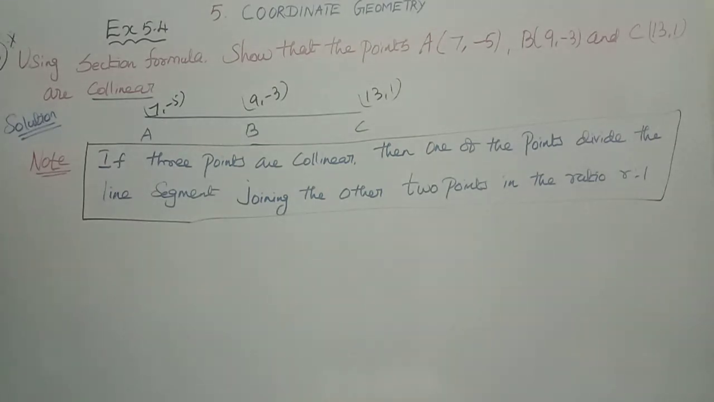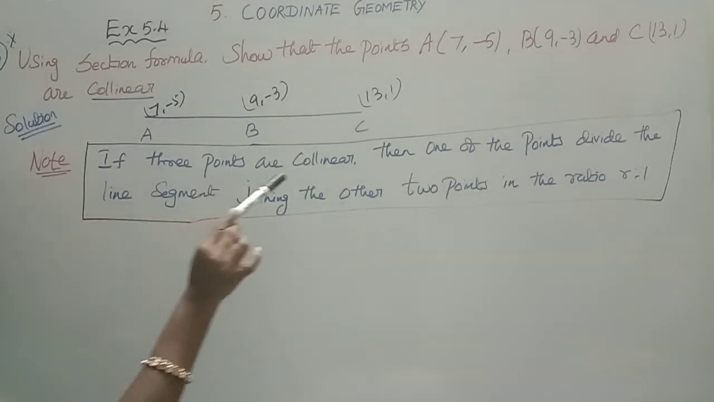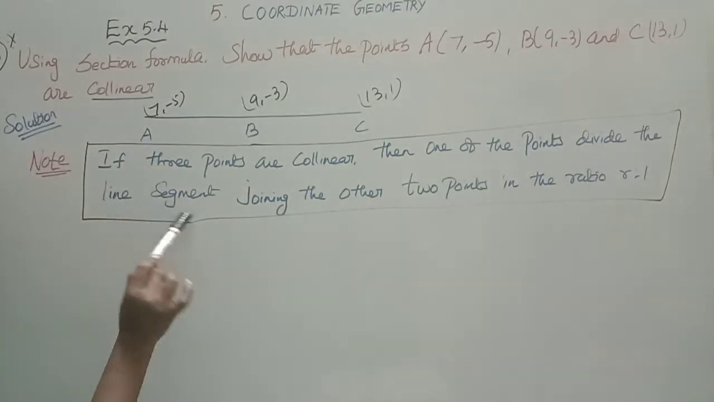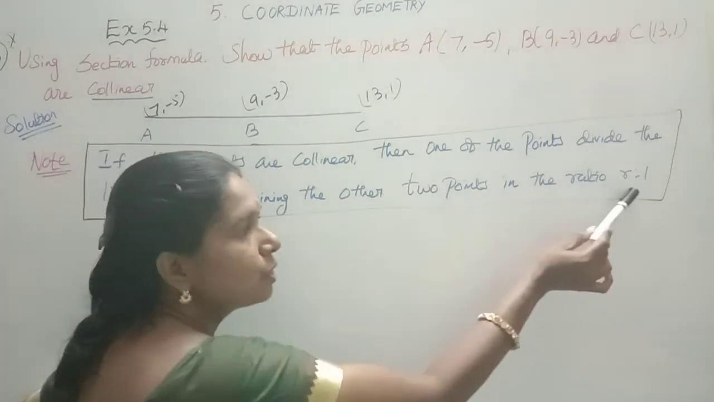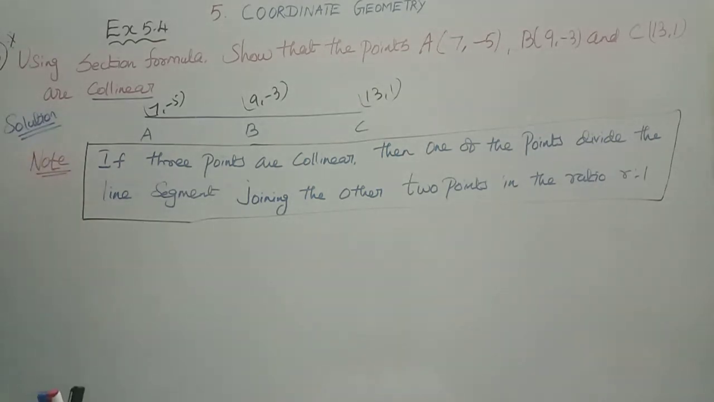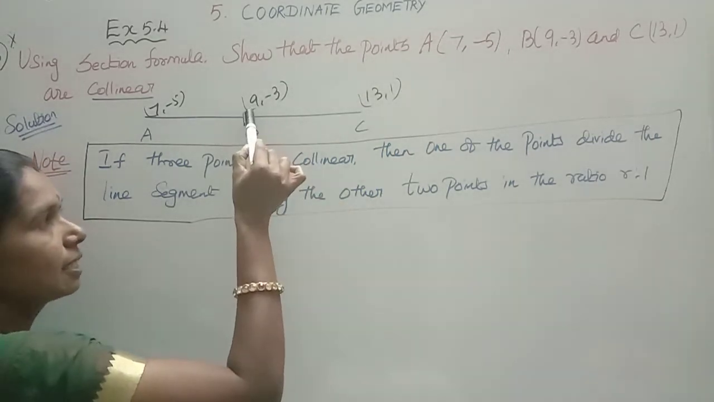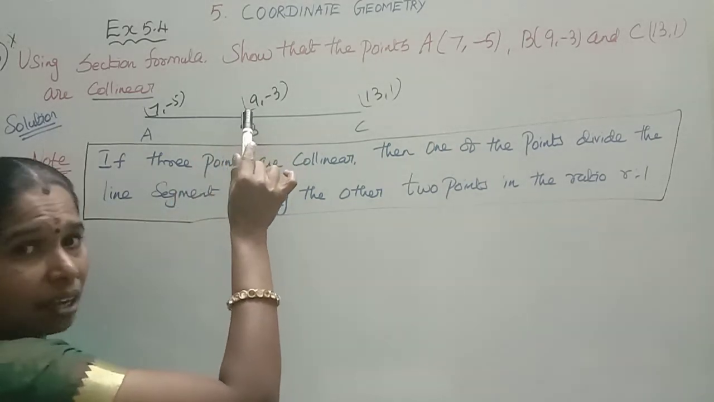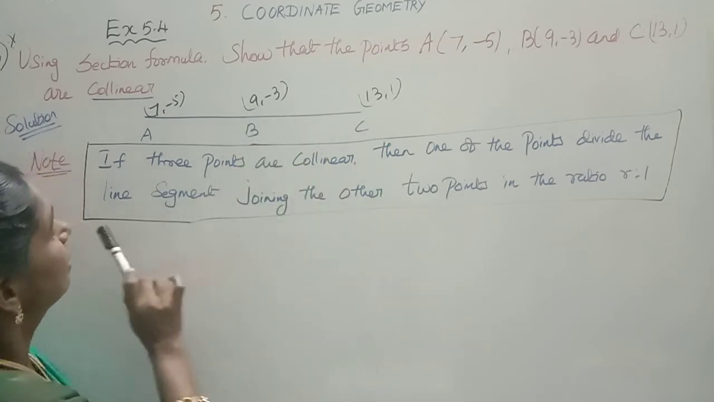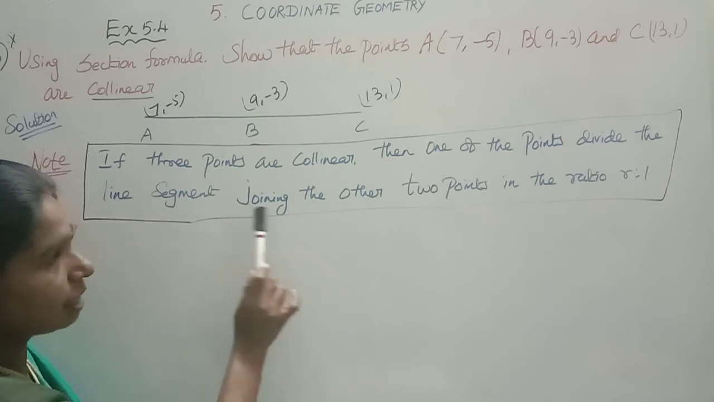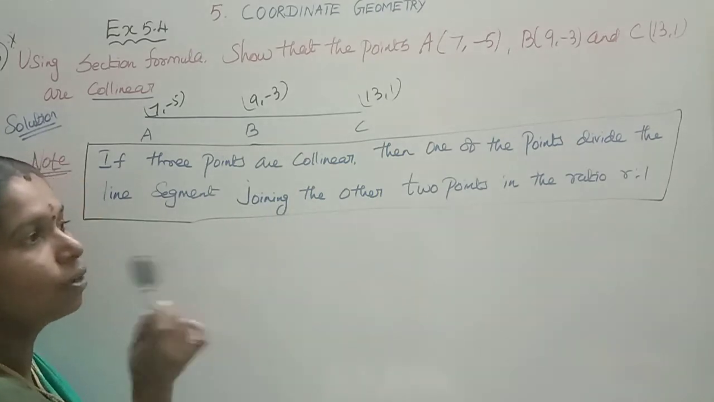You have a very important note in your math book. It is given in your book, you refer to that. If 3 points are collinear, then one of the points divides the line segment joining the other 2 points in the ratio r:1. That is, if 3 points are collinear, then one of the points, and I am going to take this B in this sum, divides the line segment joining the 2 points in the ratio r:1.